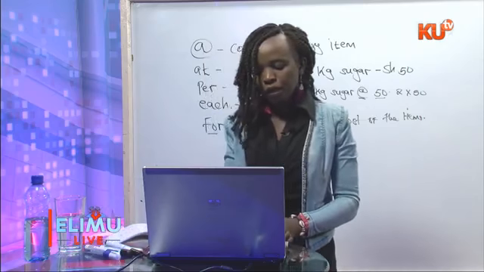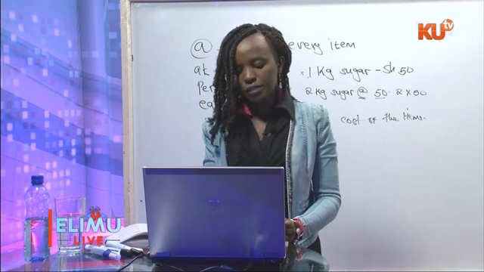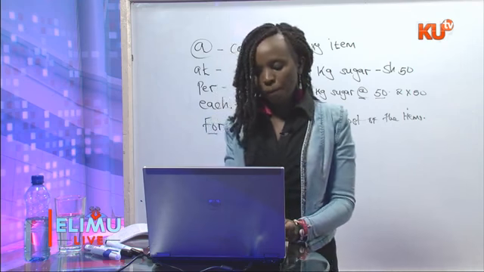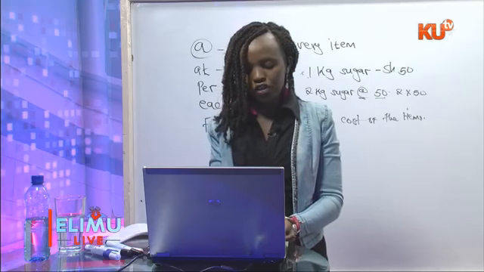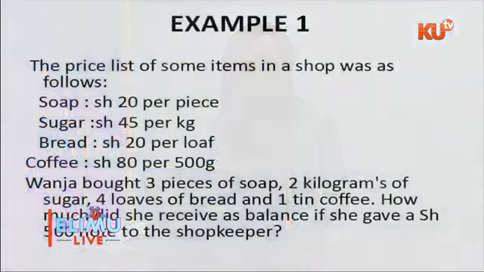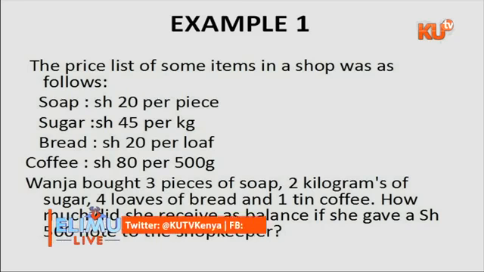Example number one, the price list of some items in a shop was as follows. Soap, 20 shillings per piece. Sugar, 45 shillings per kg. Bread, 20 shillings per loaf. Coffee, 80 shillings per 500 grams. And then we're told that Wanja bought 3 pieces of soap, 2 kg of sugar, 4 loaves of bread, 1 tin of coffee. How much did she receive as balance if she gave a 500 shillings note to the shopkeeper? So we have that question with us there.